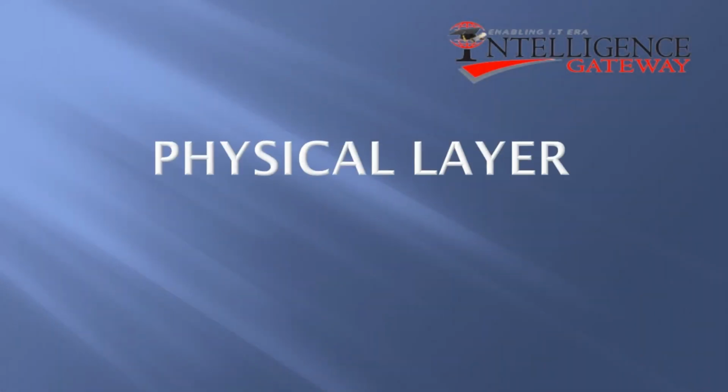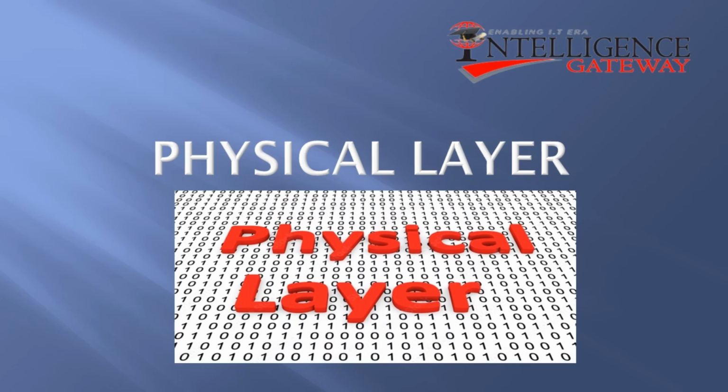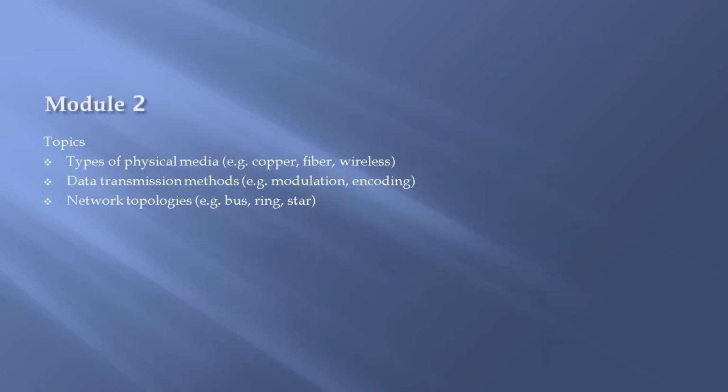Hello, today we will learn about physical layer in networking. In Module 2 we have these topics. Types of physical media, for example copper, fiber, wireless. Data transmission methods, for example modulation, encoding. Network topologies, for example bus, ring, star.